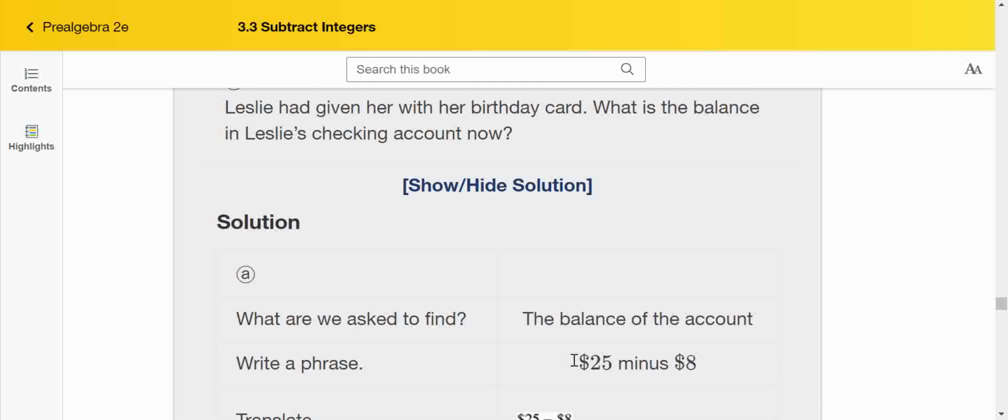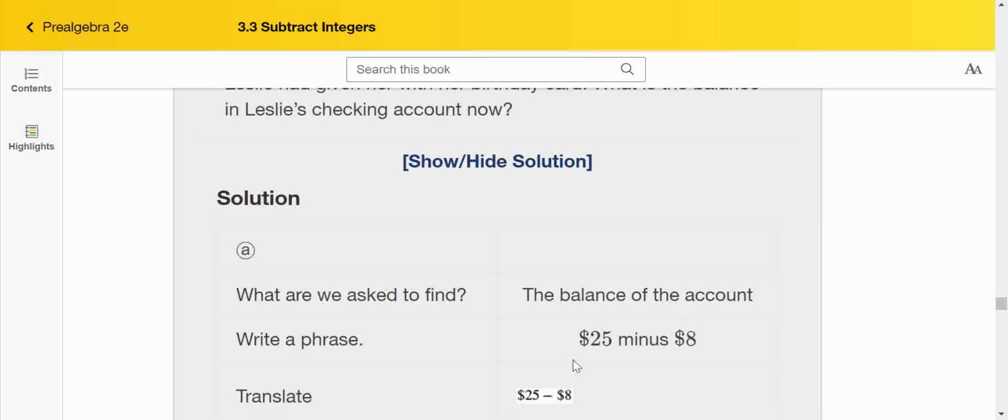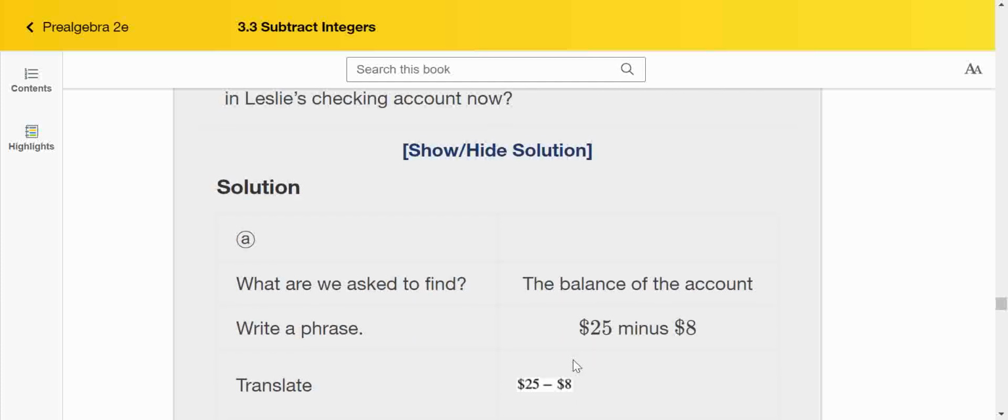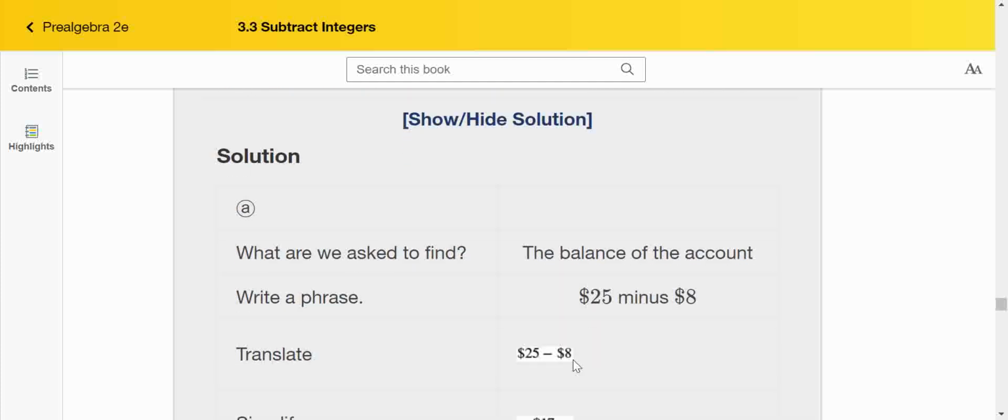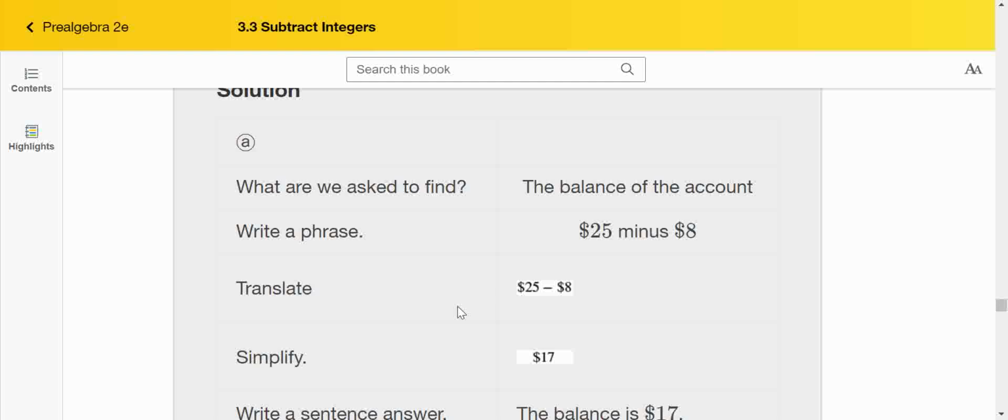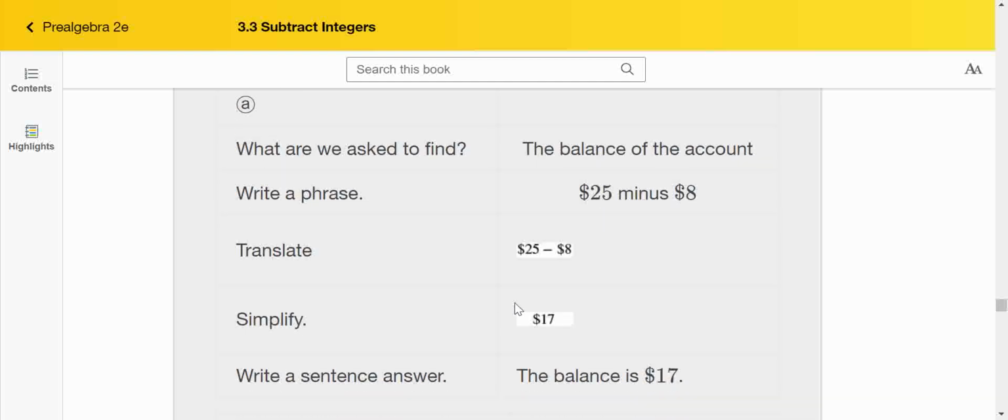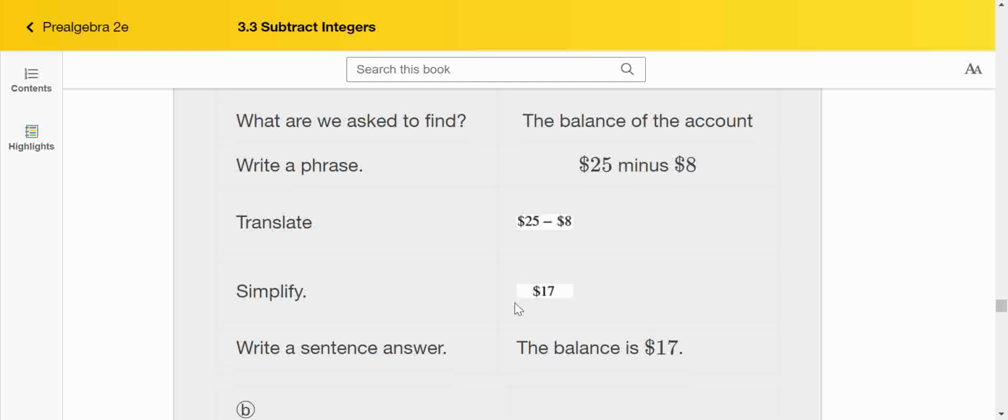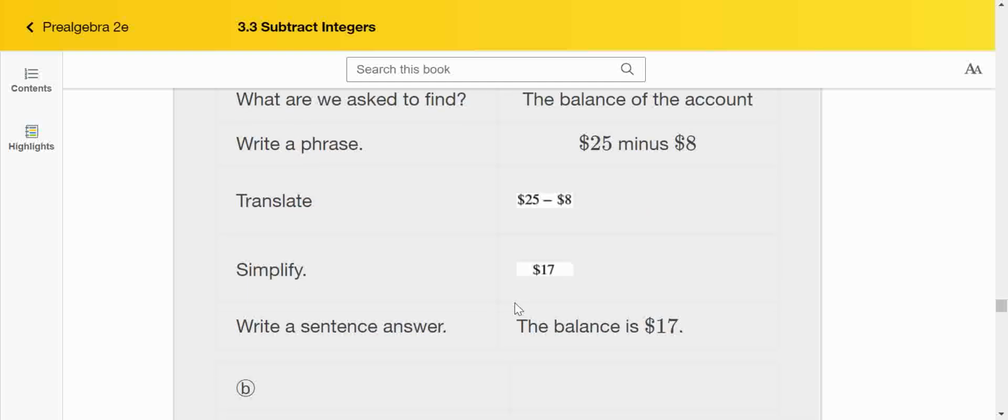Solution A. What are we asked to find? The balance of the account. We'll write a phrase that's $25 minus $8. We translate that. That's $25 minus $8. We simplify, and that becomes $17. Now we write a sentence answer. The balance is $17.